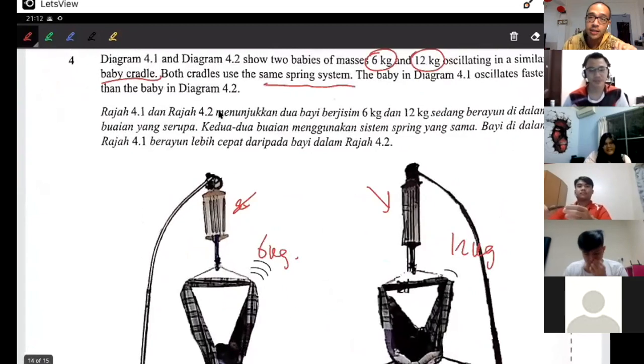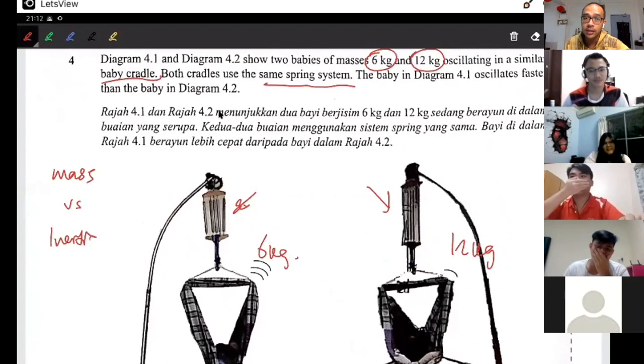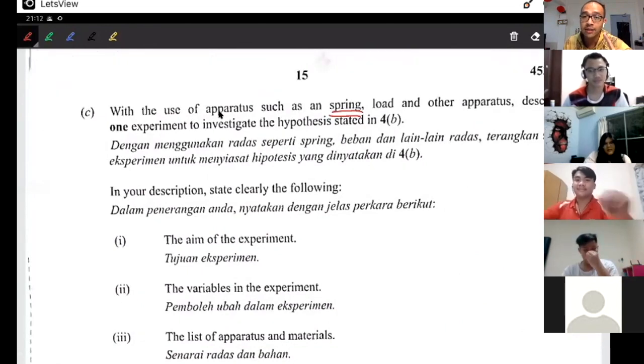So this is actually the same answer as the MRSM lah. This is mass versus inertia. Yeah, inertia. Okay, and the big clue for us will be the spring. Okay, so this is the other inertia experiment yang tidak melibatkan the jigsaw blade, the hacksaw blade. Okay, atau G-clamp. Okay, this is the spring inertia experiment.